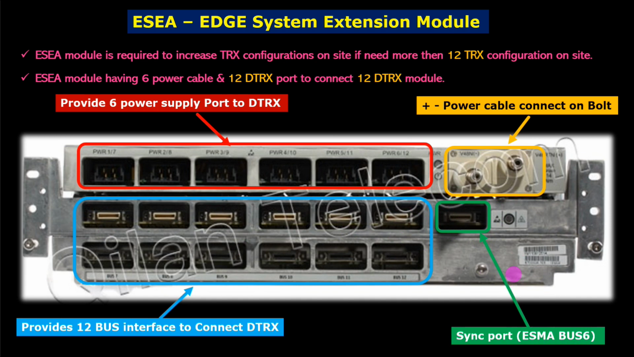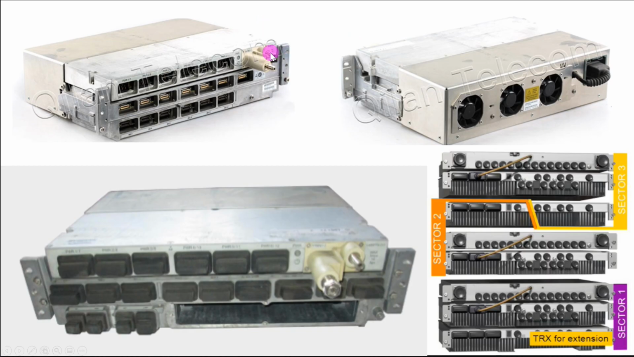Okay guys, now we will see here. This is our ESA card. You can see the front side and back side. The ESA card also has a fan, which we use for cooling purposes. And this is our ESMA card. For example, you can see here this is our diplexer, DTRX and TRX, and diplexer.